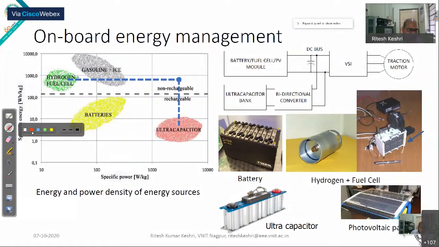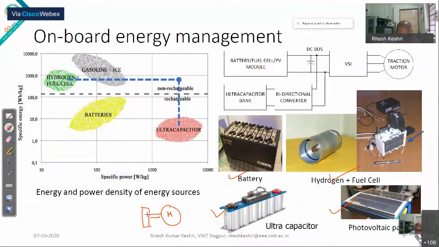As I explained to you, what are the different possible sources? Battery, fuel cell, photovoltaic panel. These are the energy sources. And what are the power sources? Ultra capacitor and the flywheel. You can consider the flywheel looks something like this. This is the motor and the machine, and then here a high inertia disc is mounted. Okay, a high inertia disc is mounted with the motor.